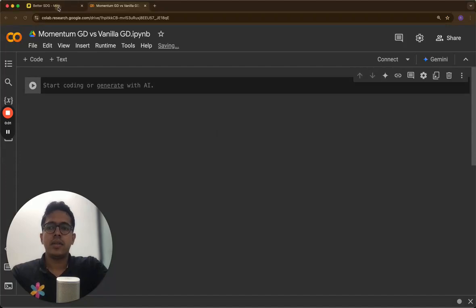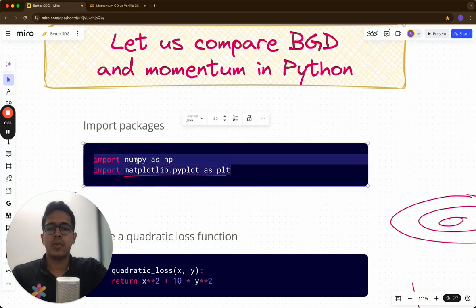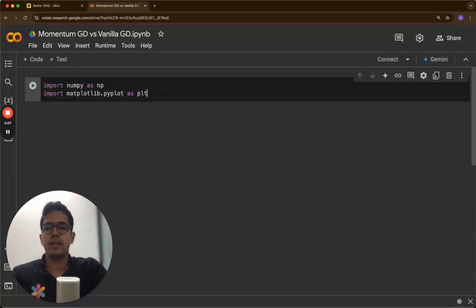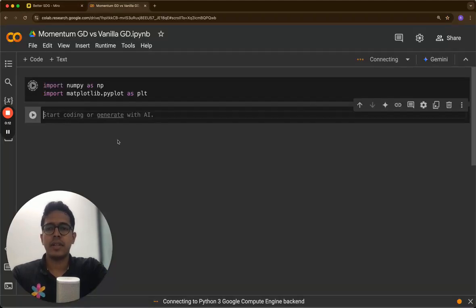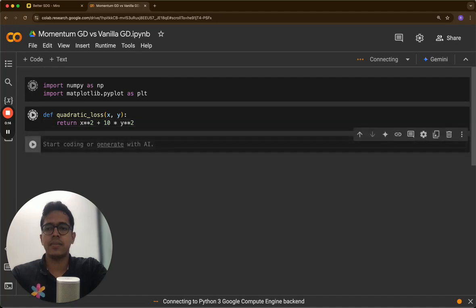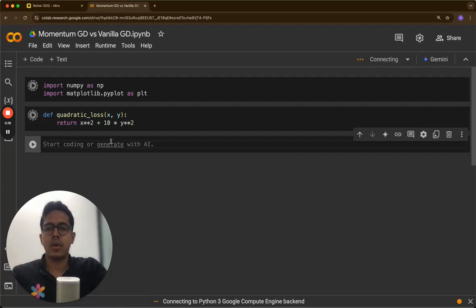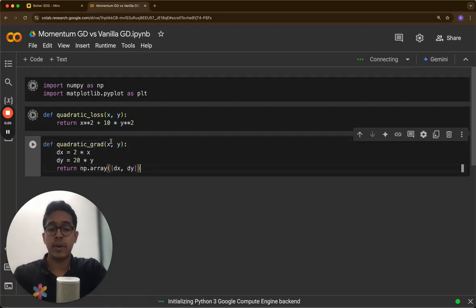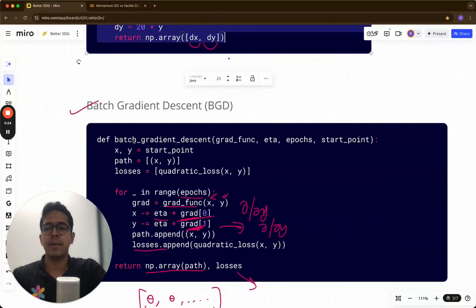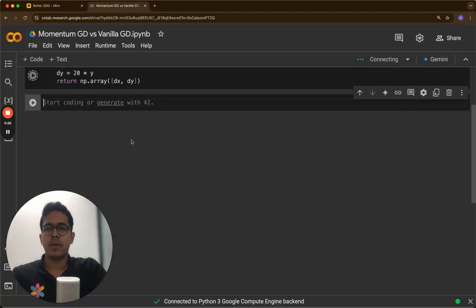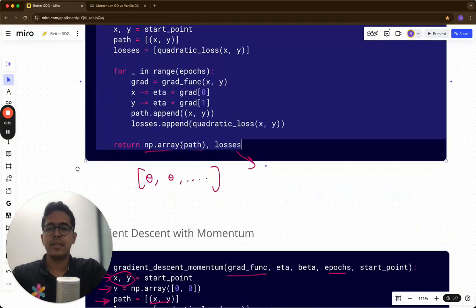So here is our Google Colab notebook, and now we can start with the first set of code, importing the libraries, then defining the quadratic loss function x square plus 10y square, then defining the gradient of this function along x and y direction, so dou by dou x and dou by dou y, which will be 2x and 20y respectively. Then the function for performing vanilla gradient descent, aka batch gradient descent.